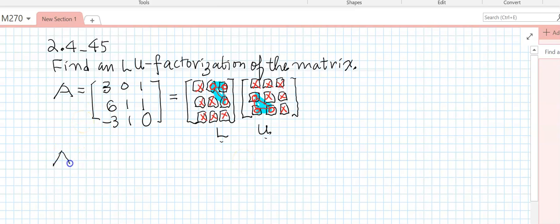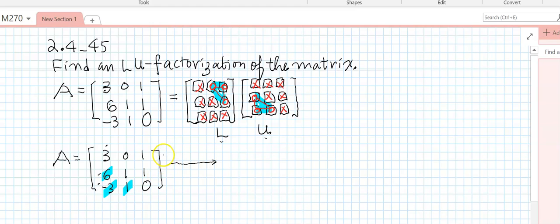So I want to write A into row echelon form. This is 3, 0, 1, 6, 1, 1, negative 3, 1, 0. I want to make these entries 0. That's my goal, to make it upper. So what do you have to do? I don't want to divide this by 3 yet because I don't want to work with a fraction. So I'll just leave it there and make these two entries 0 first.